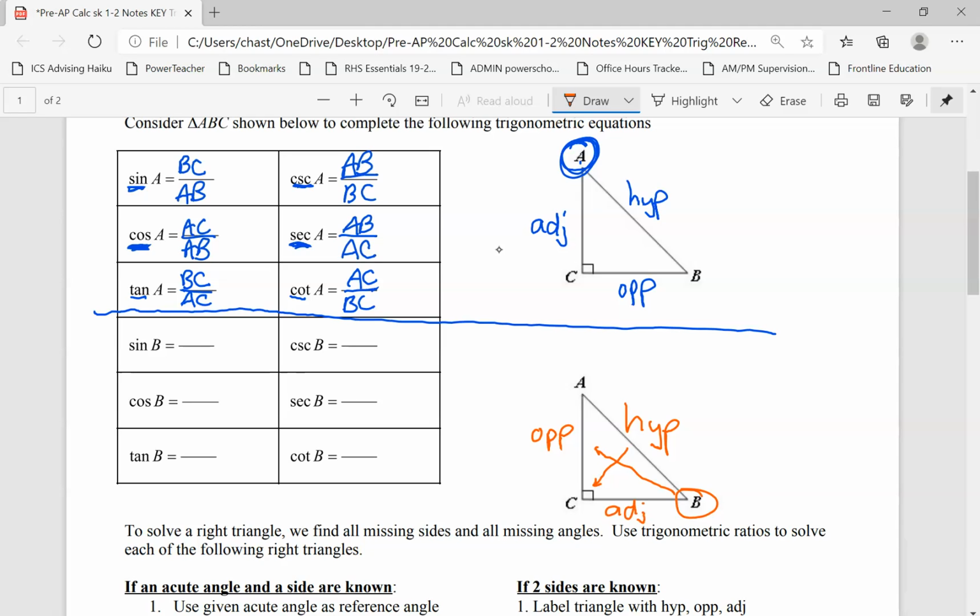So now what we're going to do is we're going to find these same ratios, but this time we're going to be using angle B as our reference. So sine is opposite, so AC, over hypotenuse, which is AB. The cosecant is the reciprocal of sine, so we're going to just flip that upside down.